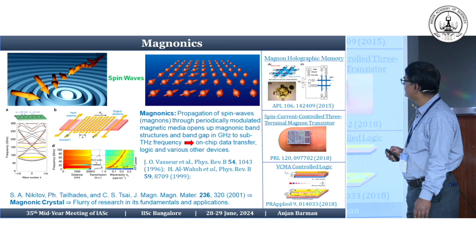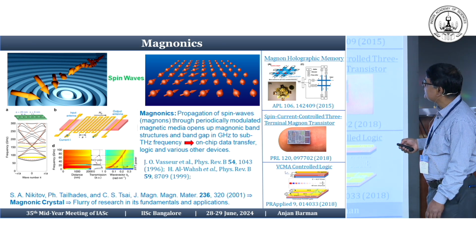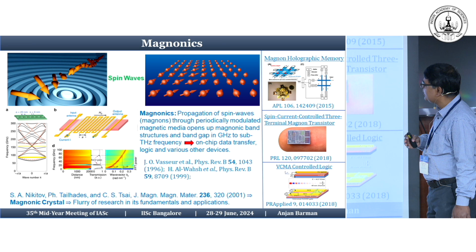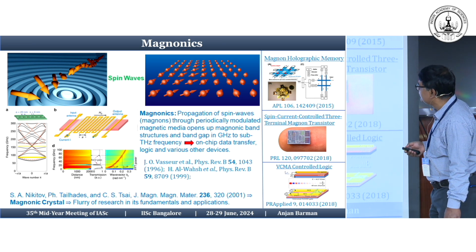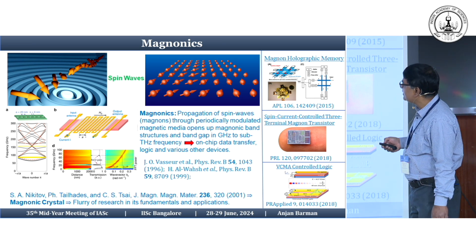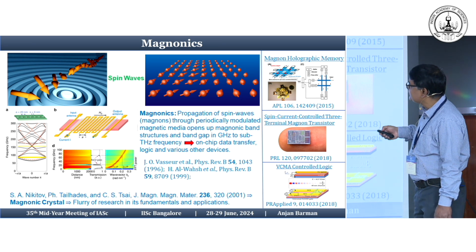Next we come to the magnonics. We know that for spin transport there is a transfer of spin from one place to another, so there will be scattering and all this, so that causes energy loss. Whereas for spin wave, there is only transfer of energy, there is no transfer of a particle.